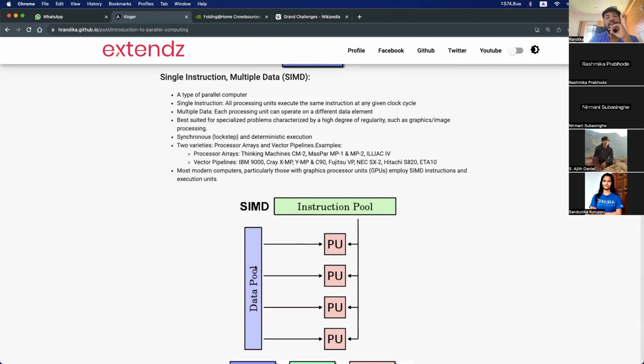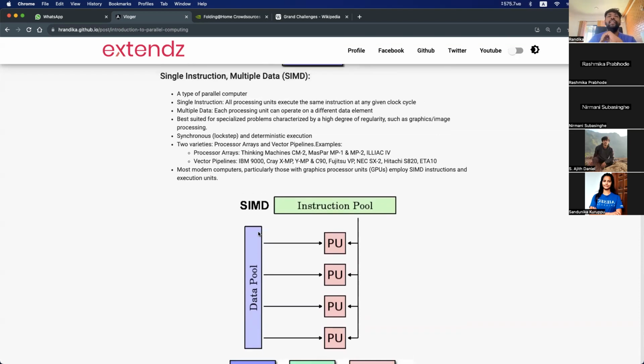But the data that each of these processing units takes in will differ at a given time. So a single instruction is executed on each and every one, and multiple data is fed onto these processing units. Best suited for specialized problems characterized by a high degree of regularity, such as graphics and image processing. So if you are working with something like graphics processing, image processing, this is the architecture that we are using. When we are talking about GPUs, image processing and everything in between, this is the architecture that we are using.